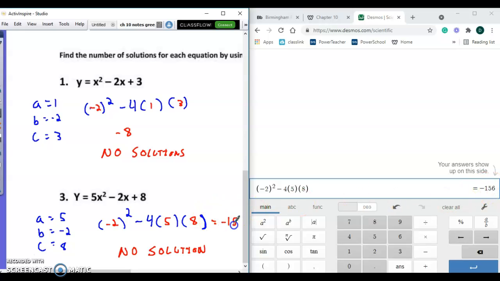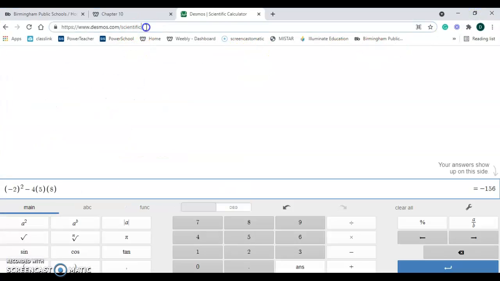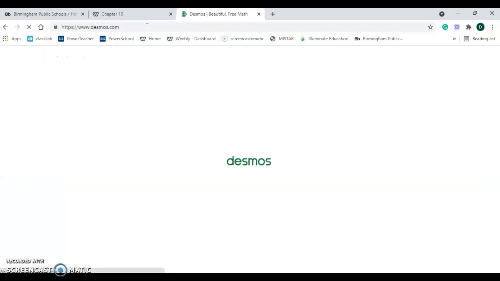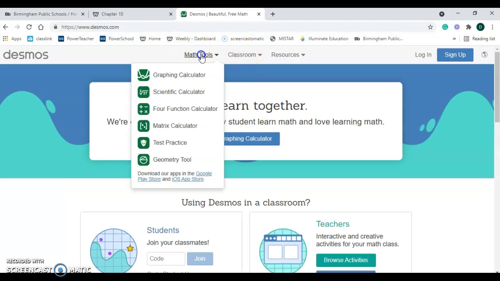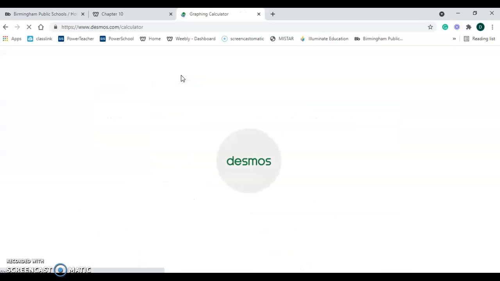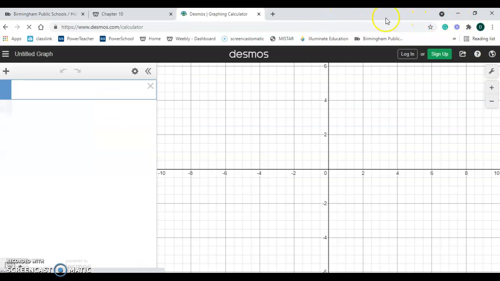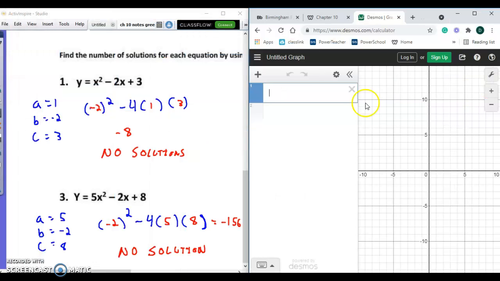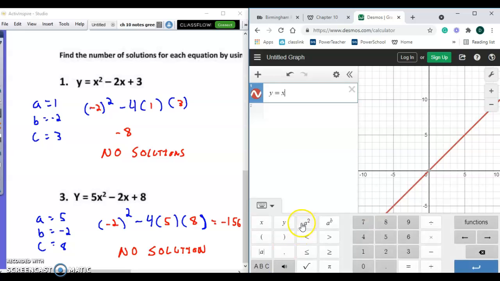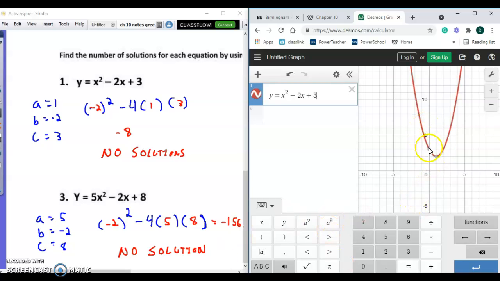This equals -156. Now, there's another way you can check them, and that's if we use our graphing calculator. And you can obviously see where the graphs cross the x-axis. So if you are interested in that portion, you could type this in. So y equals x squared minus 2x plus 3. And you can see that this does not touch the x-axis at all.